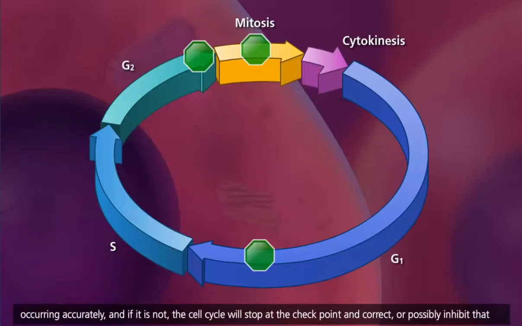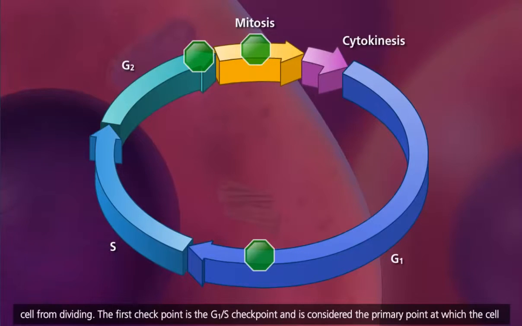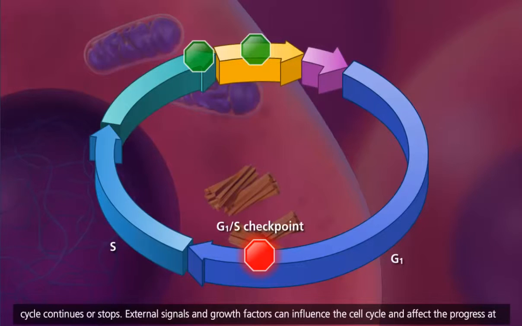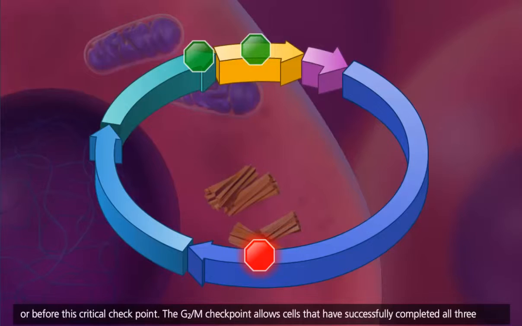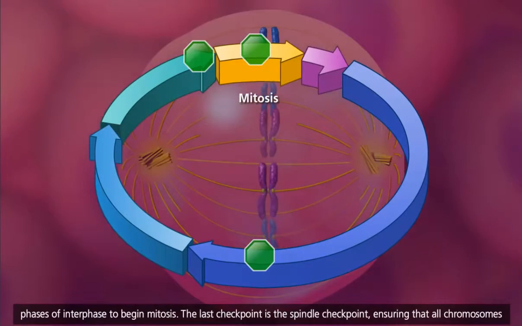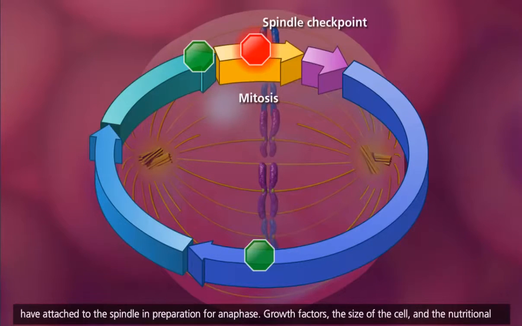And if it is not, the cell cycle will stop at the checkpoint and correct, or possibly inhibit that cell from dividing. The first checkpoint is the G1/S checkpoint, and is considered the primary point at which the cell cycle continues or stops. External signals and growth factors can influence the cell cycle and affect the progress at or before this critical checkpoint. The G2/M checkpoint allows cells that have successfully completed all 3 phases of interphase to begin mitosis. The last checkpoint is the spindle checkpoint, ensuring that all chromosomes have attached to the spindle in preparation for anaphase.